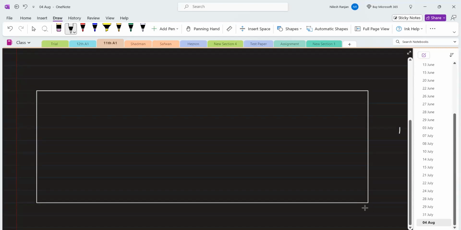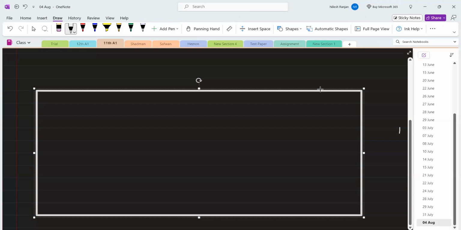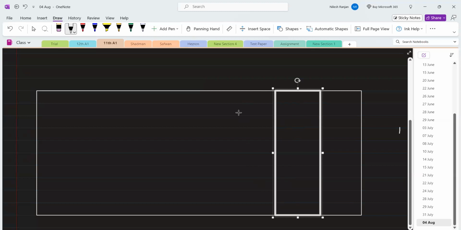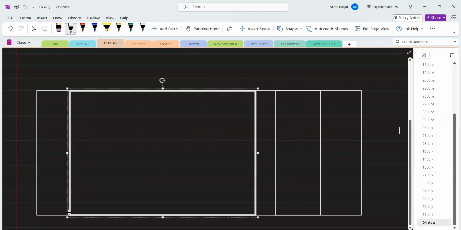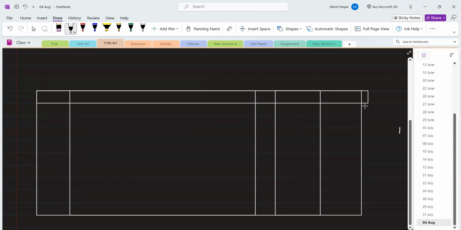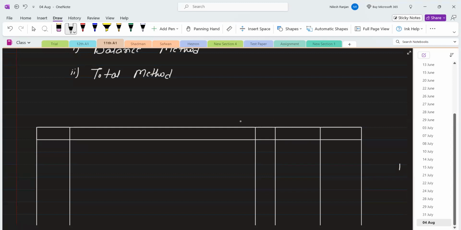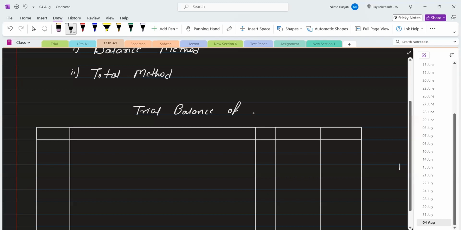Okay, this is the format. Now the heading will be trial balance of, as on.